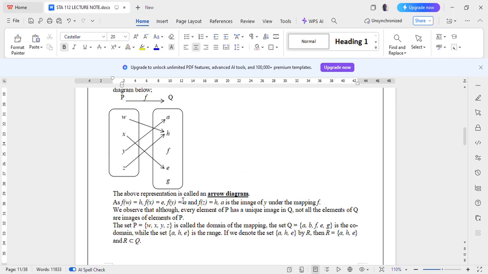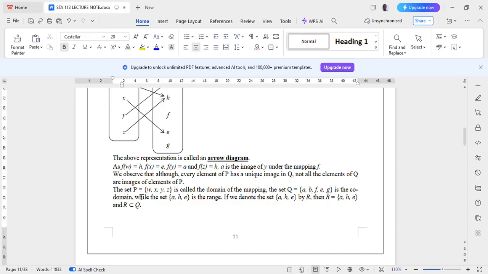Now A, H, E, as I've said earlier on, are the range, and they are a subset of Q. Because A, H, and E serve as image of elements from P, they are the representatives of elements from P in Q. They represent W, X, Y, and Z, so to say. So A, H, and E are the range, and at the same time, they are a subset of Q.